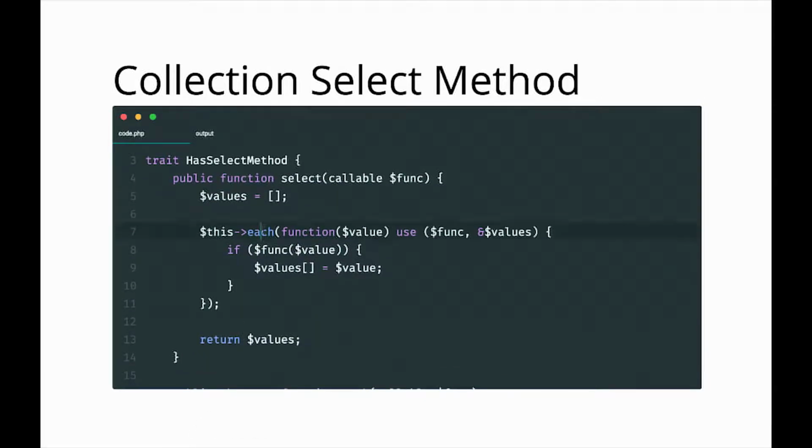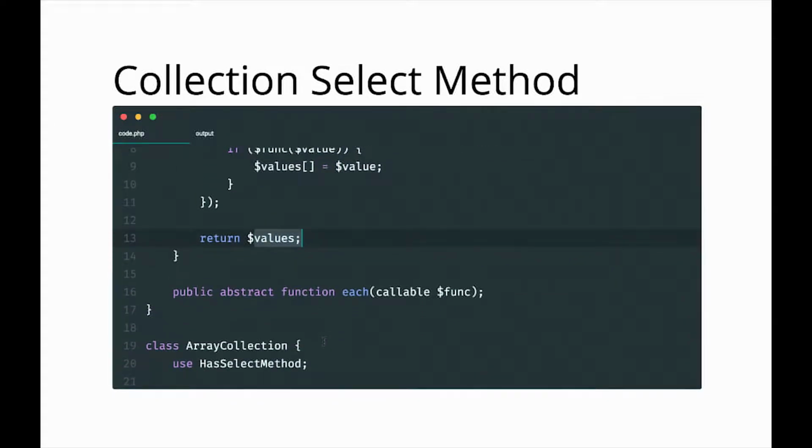So knowing that we have this each function, we can have an array to store the values we want filtered out, run the function provided to select on each of those values, and if they pass, add them to the result that we return at the end. It's a little easier to see how we use this in practice.